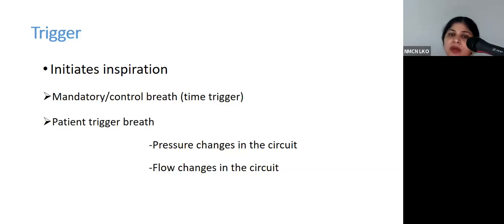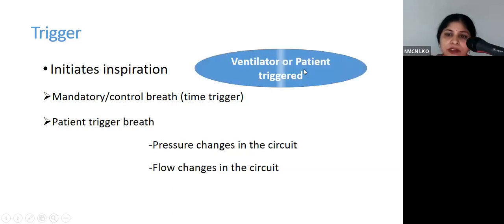We have to have a flow sensor, and the machine detects the change in flow or pressure. It senses the pressure change, and then it determines that it has to initiate a breath, to start a breath for the patient. So a change of pressure or flow would be sensed by the ventilator, and it initiates a breath. So a trigger can be either ventilation decided by the ventilator or by the patient.